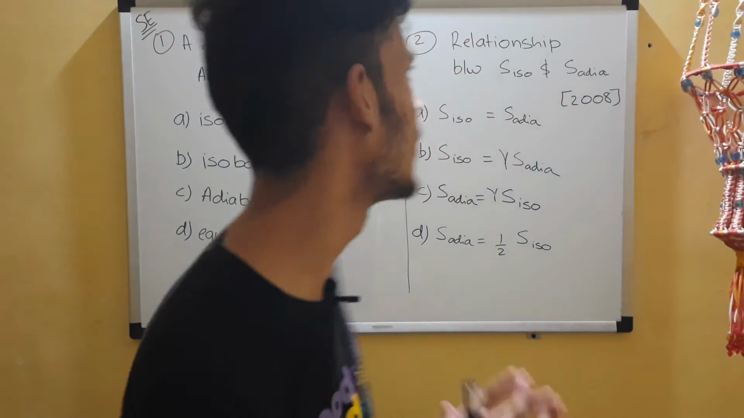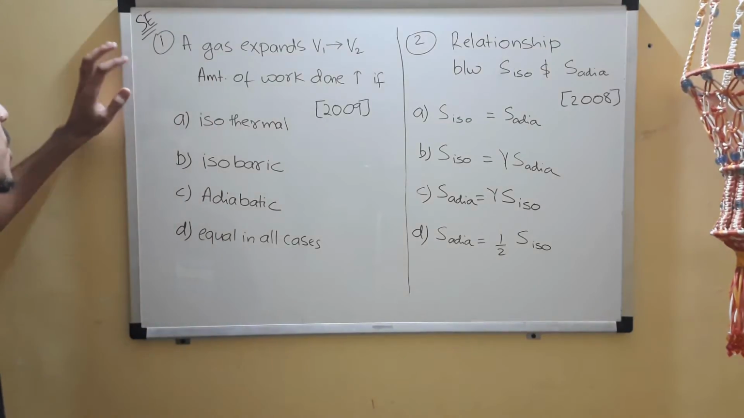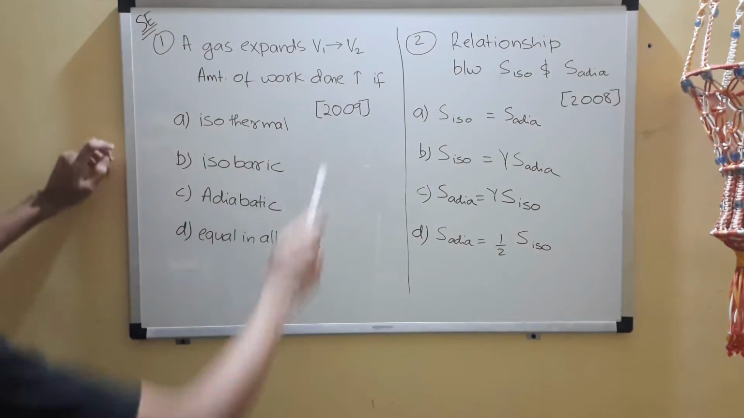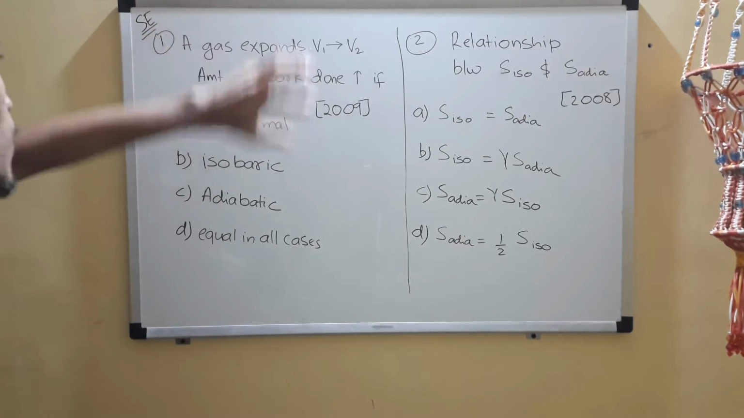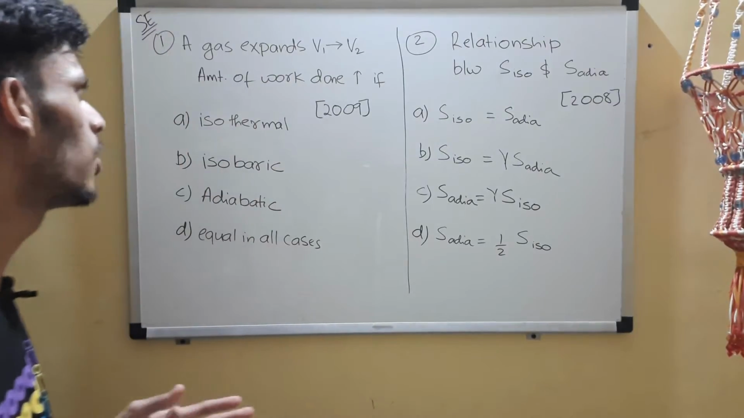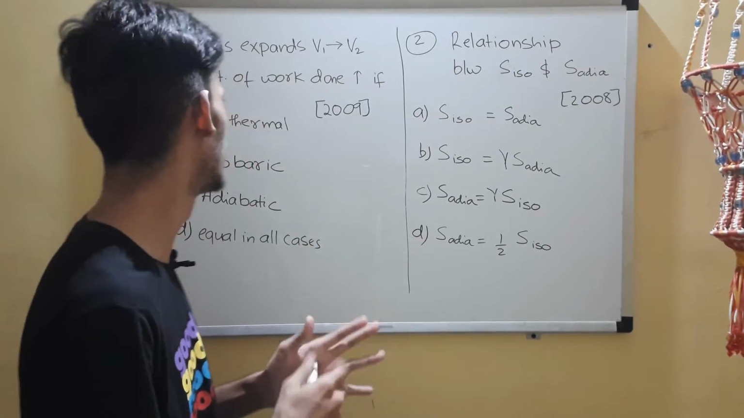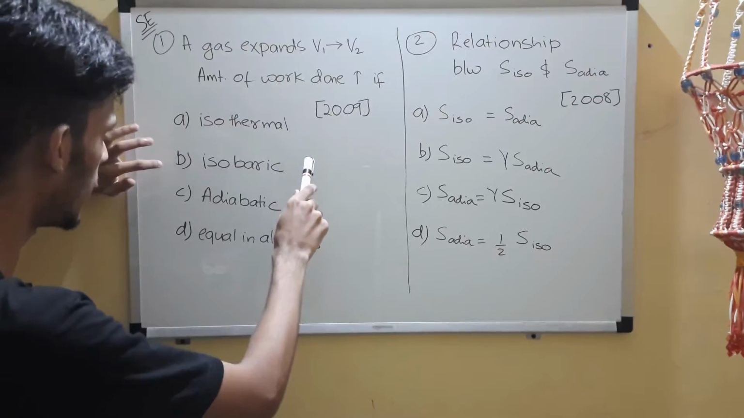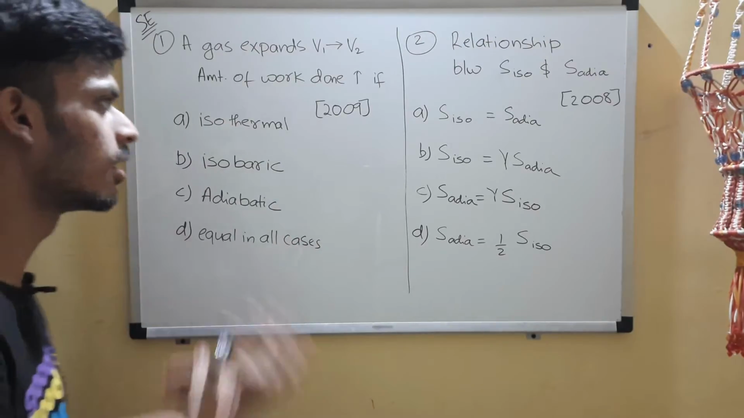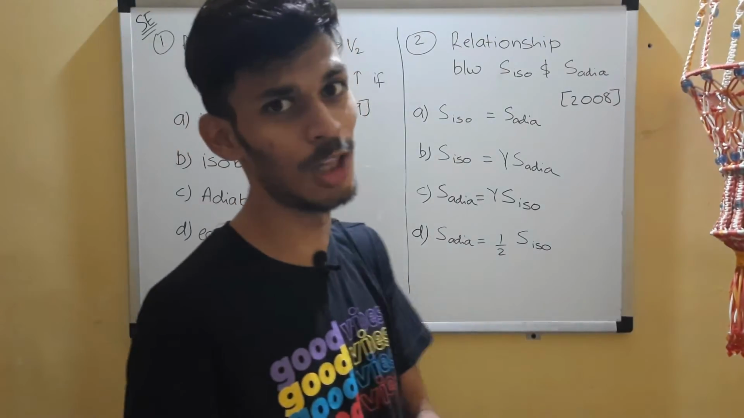So alright, we have question 1 and question 2 here on the board. Question 1 from 2009 says, a gas expands from volume V1 to V2. The amount of work done will be the highest if the process is isothermal, isobaric, adiabatic, or will the work done be equal in all the three cases.